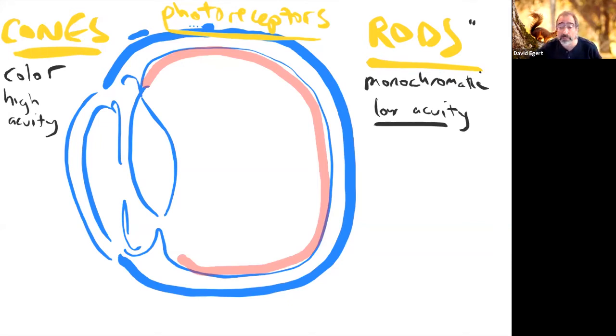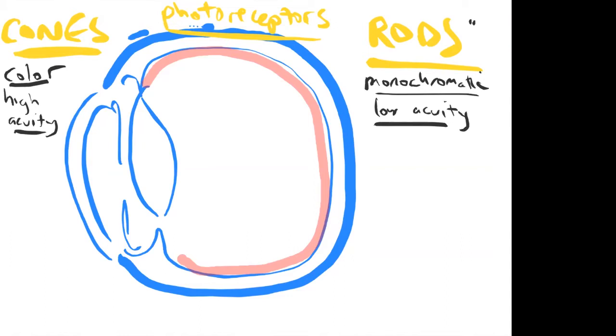Part of that happens... well, actually, let's add a few more things and you'll see how this happens. Because rods in and of themselves aren't necessarily low acuity. They're just photodetectors. It's how they're wired up that is going to be a big part of how they respond. What's another difference between rods and cones? Isn't there a higher concentration of cones right at the back at the Fovea Centralis?